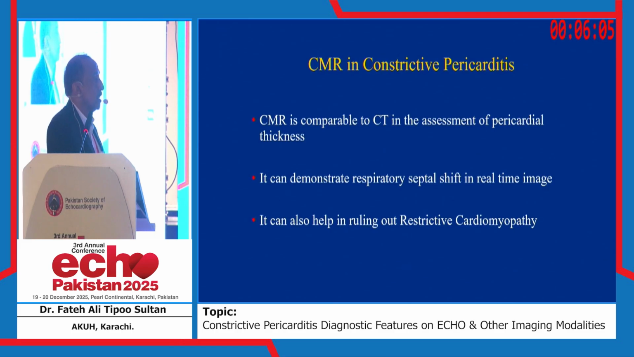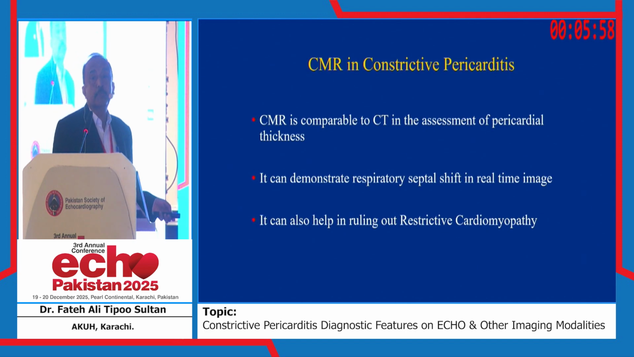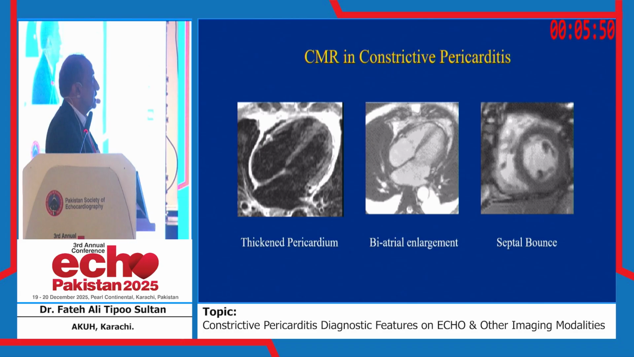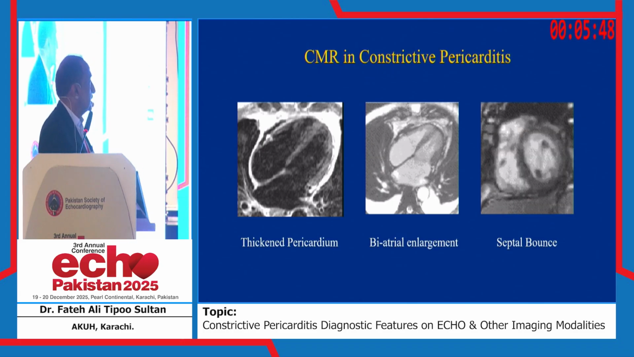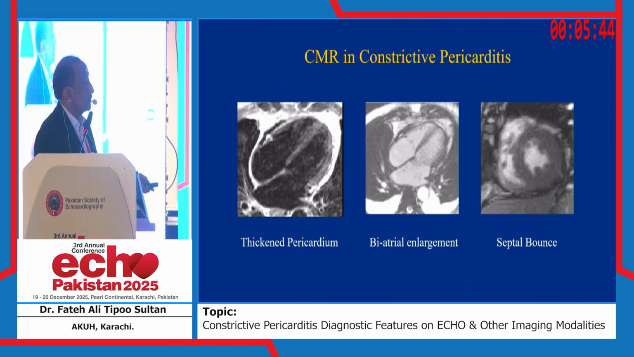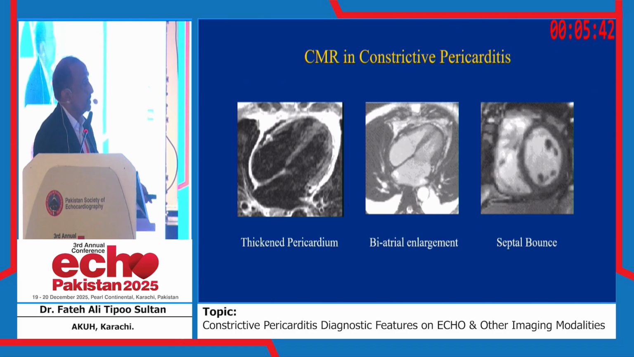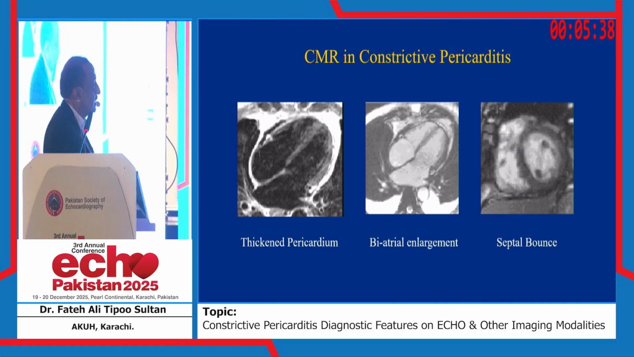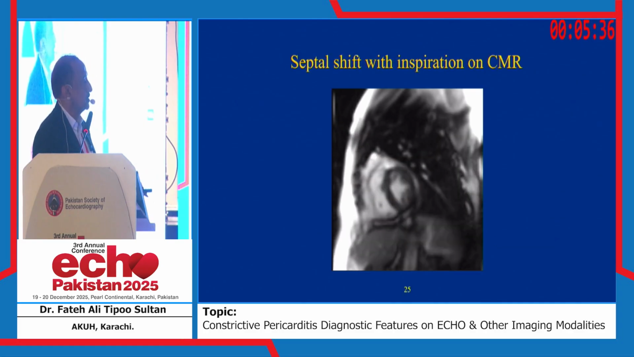And also the CMR is helpful in making or ruling out the diagnosis of restrictive cardiomyopathy, as there will be specific findings of restrictive cardiomyopathy on CMR. So these are the findings on CMR, and here you can appreciate there is biatrial enlargement, there is thickened pericardium, and there is septal bounce there, but the most important thing is this septal shift, and this is again septal bounce, and again this is the septal shift.